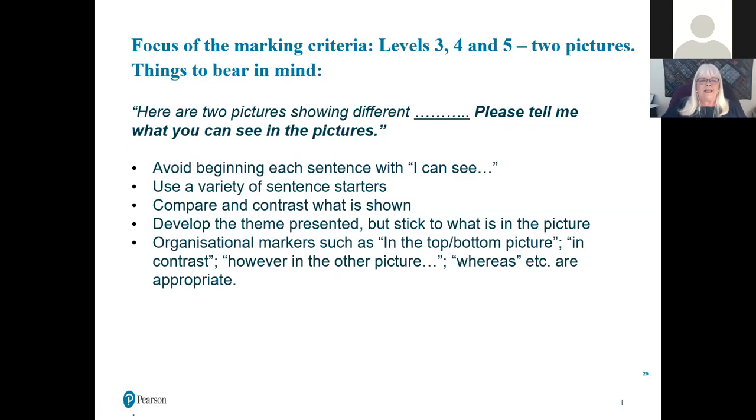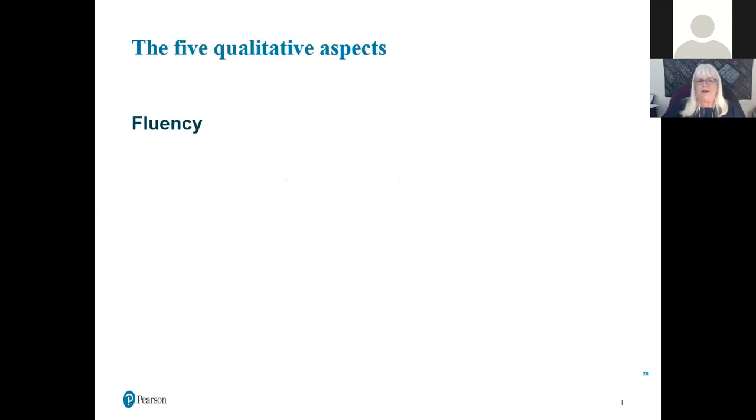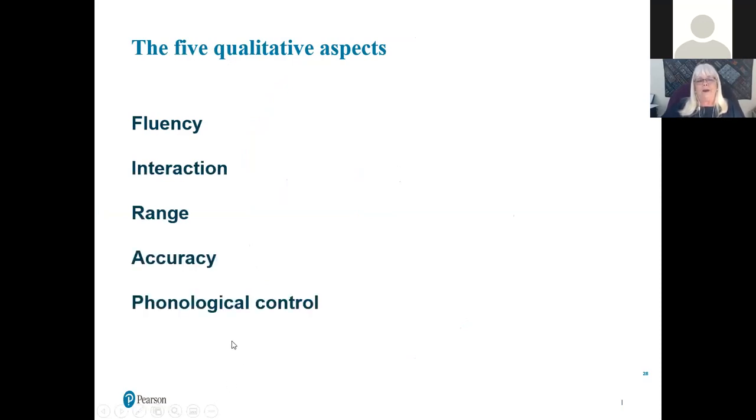So that's the end of the tasks, and I know I'm running late again, but I'm going to quickly go through 2 of the qualitative aspects for you. There are 5, and we mark these at the same time as we're marking the other tasks. Today, I'm going to look at fluency and phonological control, but I'm going to start, it seems backwards, with the last one, phonological control.